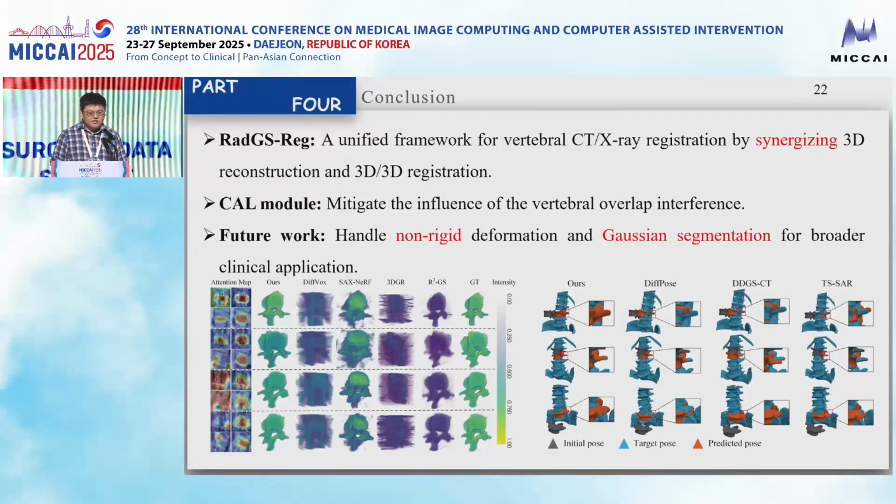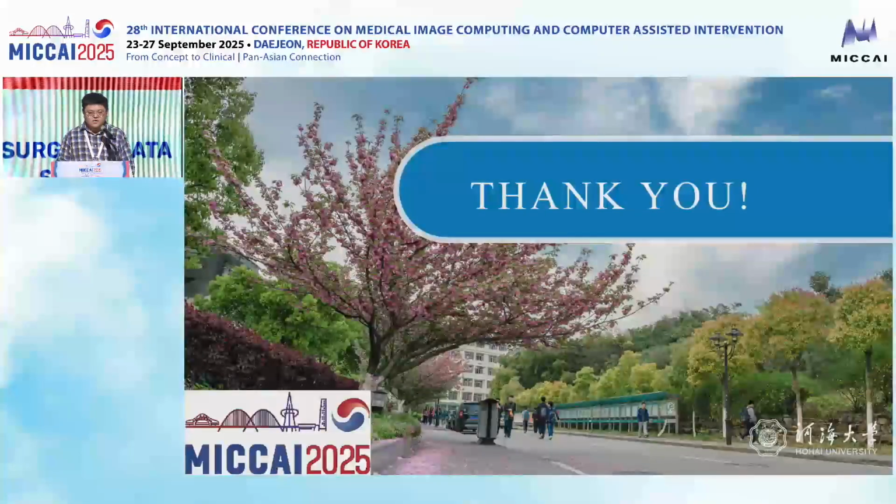Finally, we have a conclusion. First, we present RadGS-Reg, a unified framework for vertebral CT-to-X-ray registration by synergizing 3D reconstruction and 3D-to-3D registration. Second, we integrate the CAR module to mitigate the influence of vertebral overlap interference. Our future work will focus on handling non-rigid deformation and Gaussian segmentation for broader clinical application. Thank you, that's all.